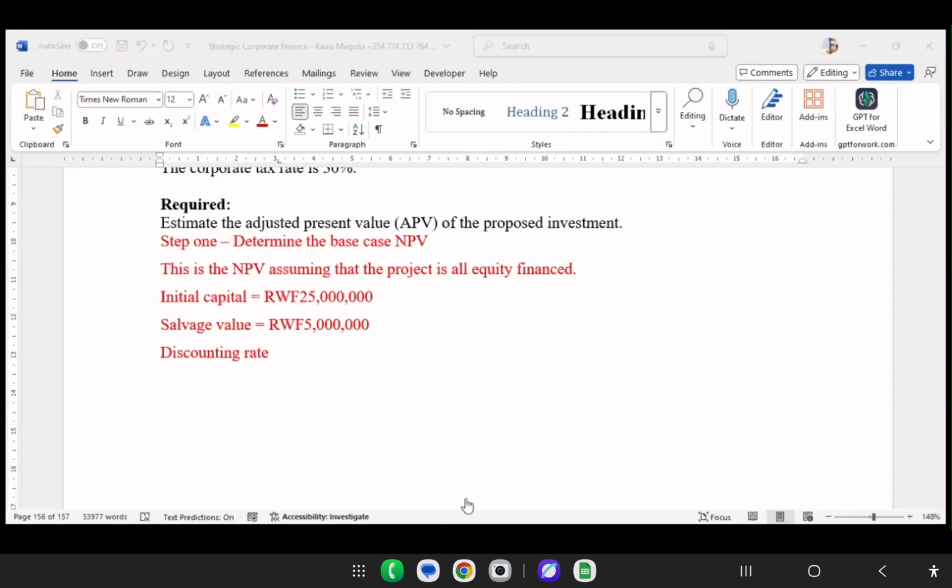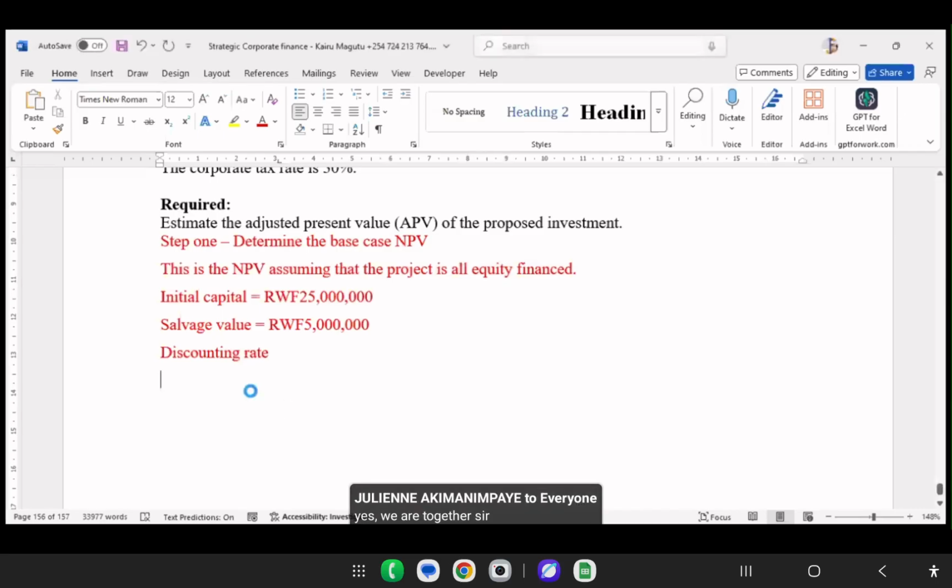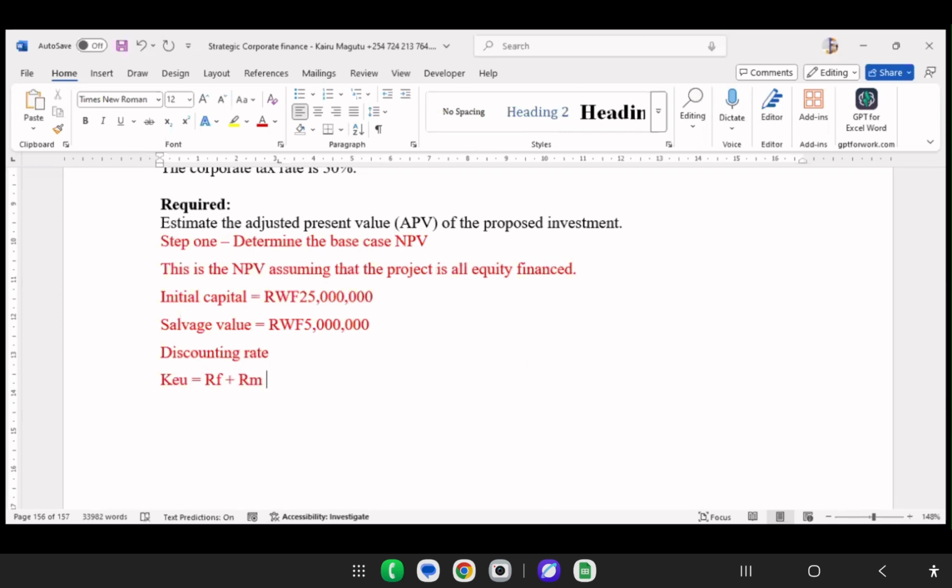I hope we are together that we are going to use the investing company cost of equity. And therefore, let us determine the cost of equity. We say that the cost of equity that is ungeared is equal to the risk-free rate plus the return of the market minus the risk-free rate. This one we multiply by the beta for equity, the ungeared beta, the beta of equity for this firm.